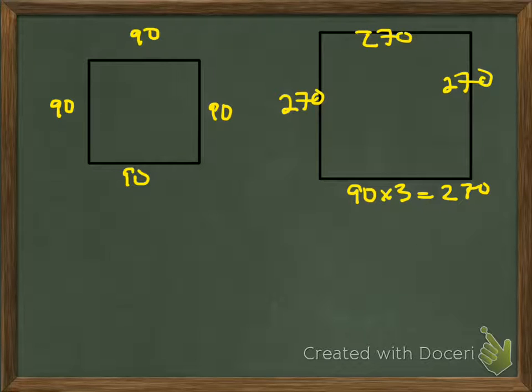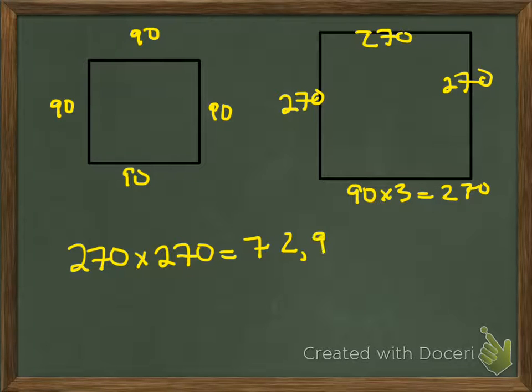All right, it says how many square feet are enclosed by the bases in this new field? So you know that it's 270, so we would do 270 times 270, which is 72,900. Okay, the other way you could have done that is that you knew that the original area was... sorry. So you can figure it out that way.